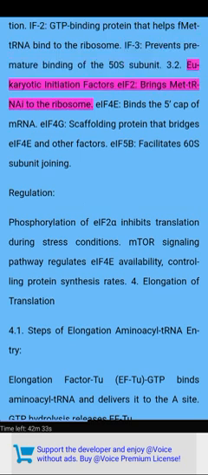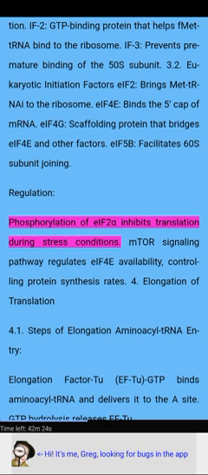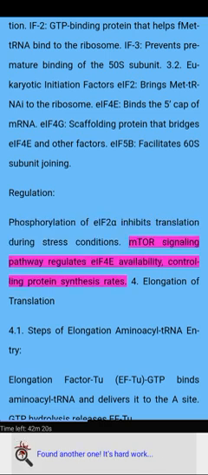3.2. Eukaryotic initiation factors. eIF2 brings Met-tRNAi to the ribosome. eIF4E binds the 5' cap of mRNA. eIF4G is a scaffolding protein that bridges eIF4E and other factors. eIF5B facilitates 60S subunit joining. Regulation: phosphorylation of eIF2 alpha inhibits translation during stress conditions. The mTOR signaling pathway regulates eIF4E availability, controlling protein synthesis rates.